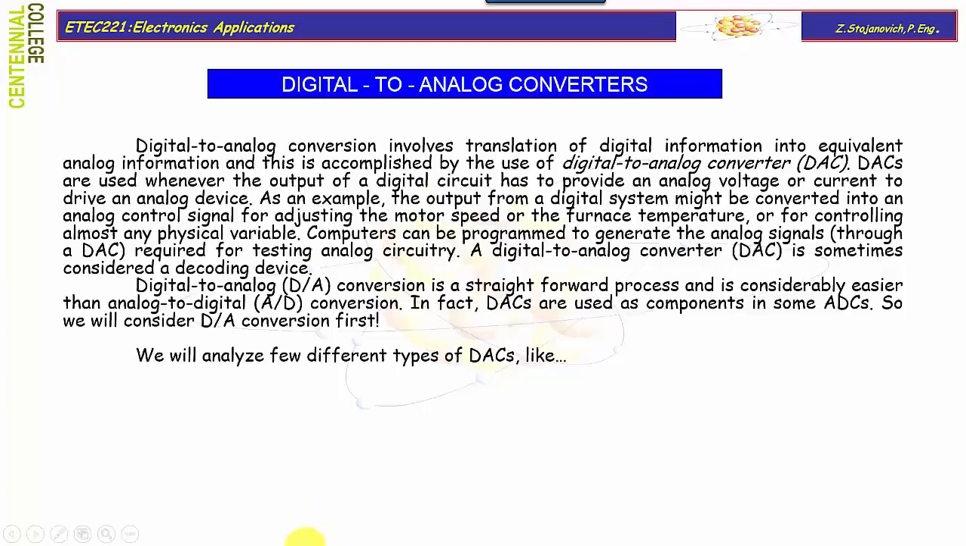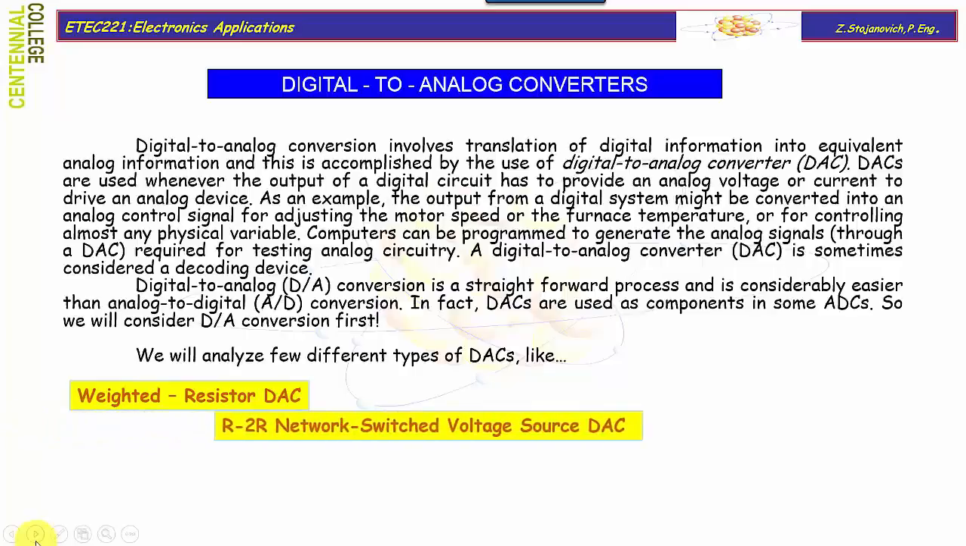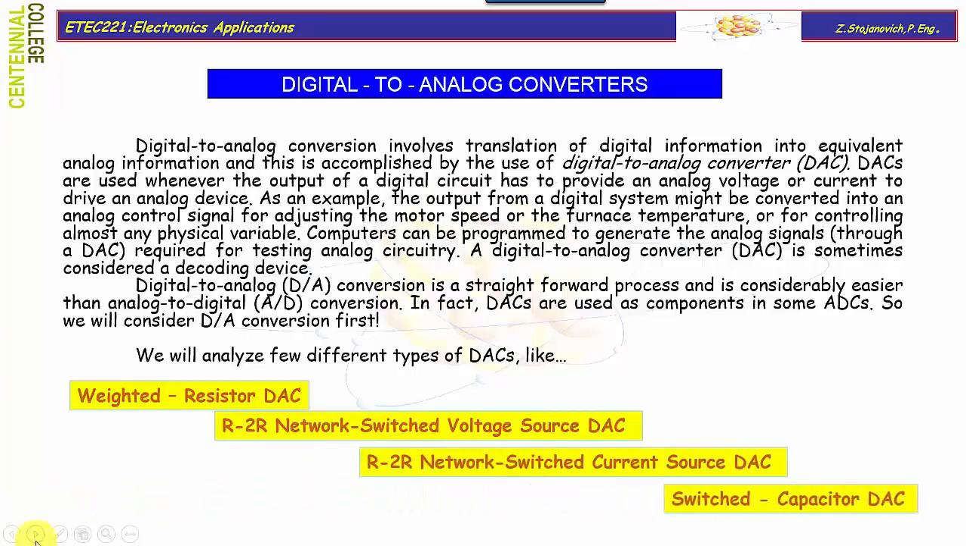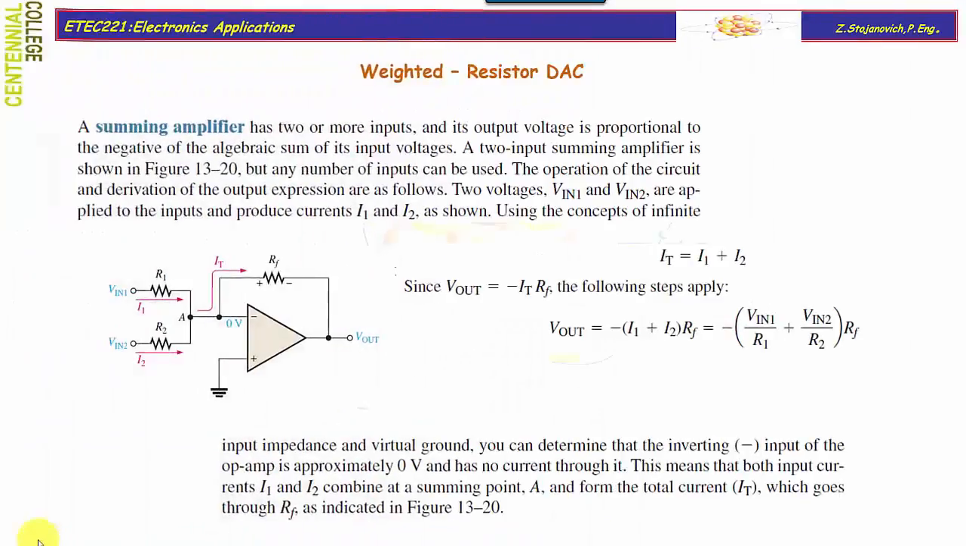We will analyze a few different types of DACs, like a weighted resistor DAC, R2R network switched voltage source DAC, R2R network switched current source DAC, and switched capacitor DAC. Before we proceed with the explanation of operation of weighted resistor DAC, let us do a quick review of a summing amplifier that was covered in ETEC221.